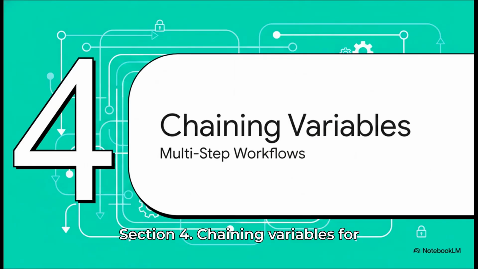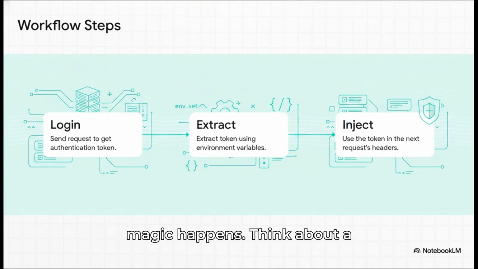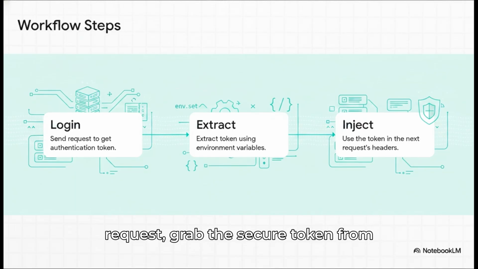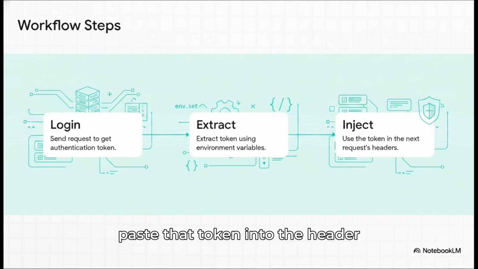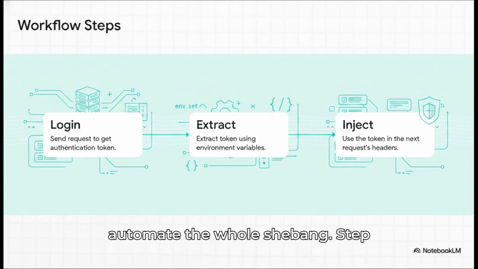Section 4, chaining variables for workflows, multi-step workflows. Let's move on and see how this builds, because this is where the magic happens. Think about a realistic scenario during an outage. You can't usually just ping a get payments endpoint out of nowhere. First, you have to authenticate. You need to send a login request, grab the secure token from the response, and then carefully paste that token into the header of your next request. Doing all that manually while a fire is burning takes precious minutes. But we can chain variables to automate the whole shebang.